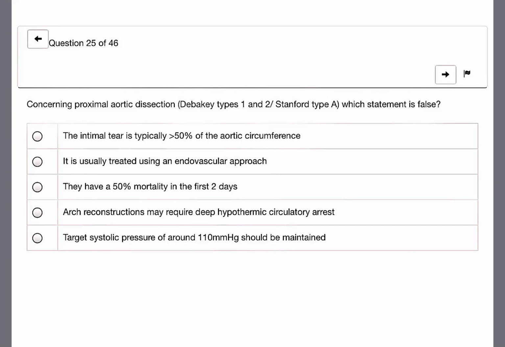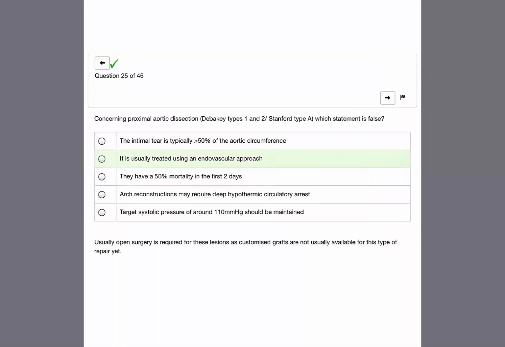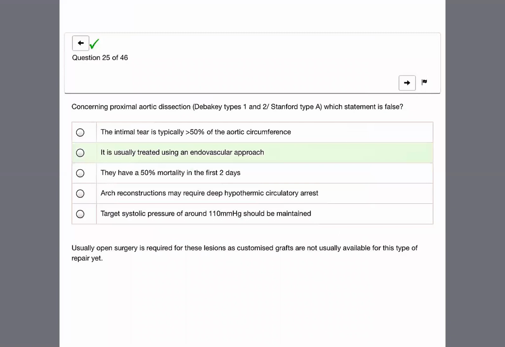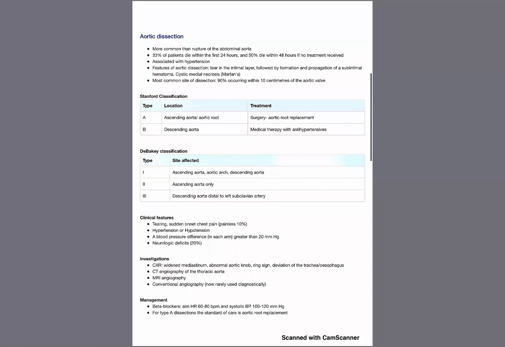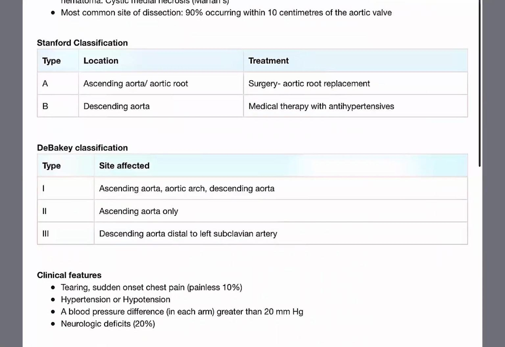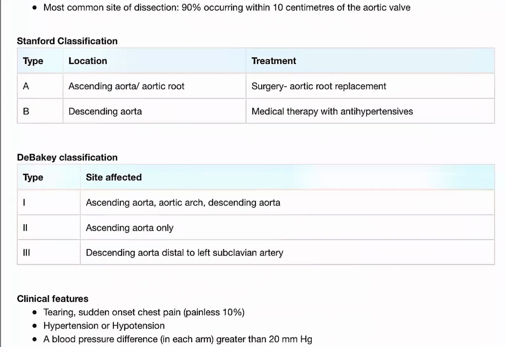Yes, this is the wrong answer. This is the false statement, because we have 2 options for treatment, either surgical treatment or medical treatment. Let's have a look, for anyone seeing it for the first time, at what the Stanford and what the DeBakey classification is. I just want to start with the DeBakey classification.